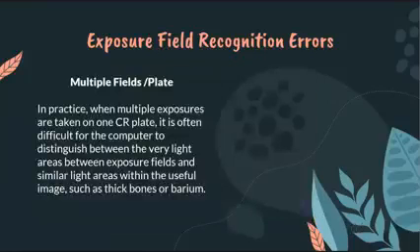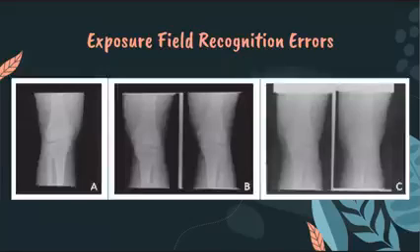Now we go to the second type of exposure field recognition error, which is multiple fields on a plate. In practice, when multiple exposures are taken on one CR plate, for example like this one in letter B, it is proper practice so that it is easier for the lab tech to position the patient, and also more efficient for processing or imaging of some of the anatomy. They expose one PSP plate with two projections like this one, one projection here and one projection here.